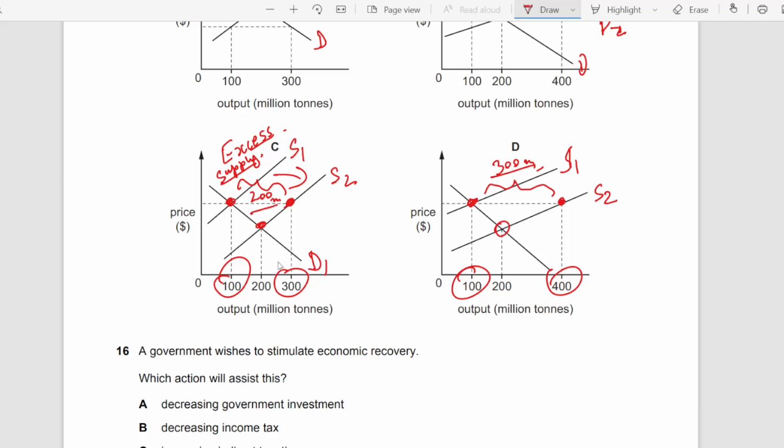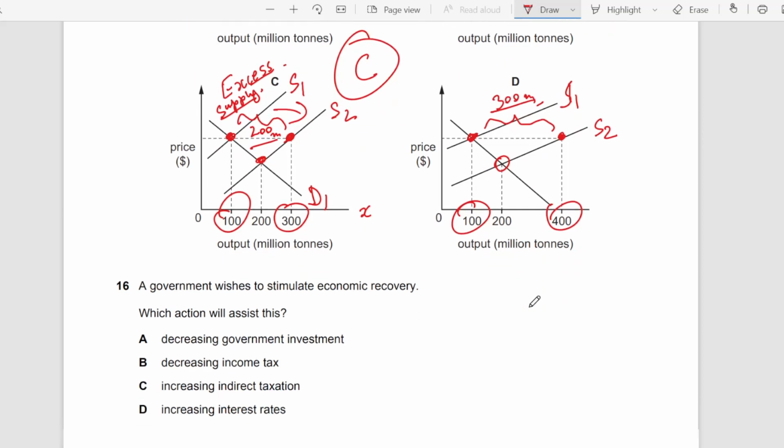That's the point that you should be focused on, and that's what differentiates option C from option D. If you look at the actual figures that have been given there on the x-axis, the correct answer would be option C. Alright guys, moving on to the next question.